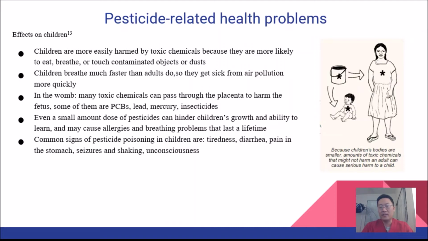So the placenta is a temporary organ in the mother. The organ can shelter the fetus from a lot of harmful molecules, but some of the pesticide toxins can pass through the placenta and hurt the fetus, and they can cause allergies and breathing problems that even last a lifetime long. Common signs of pesticide poisoning in children are tiredness, diarrhea, pain in the stomach, seizures and shaking, or unconsciousness.